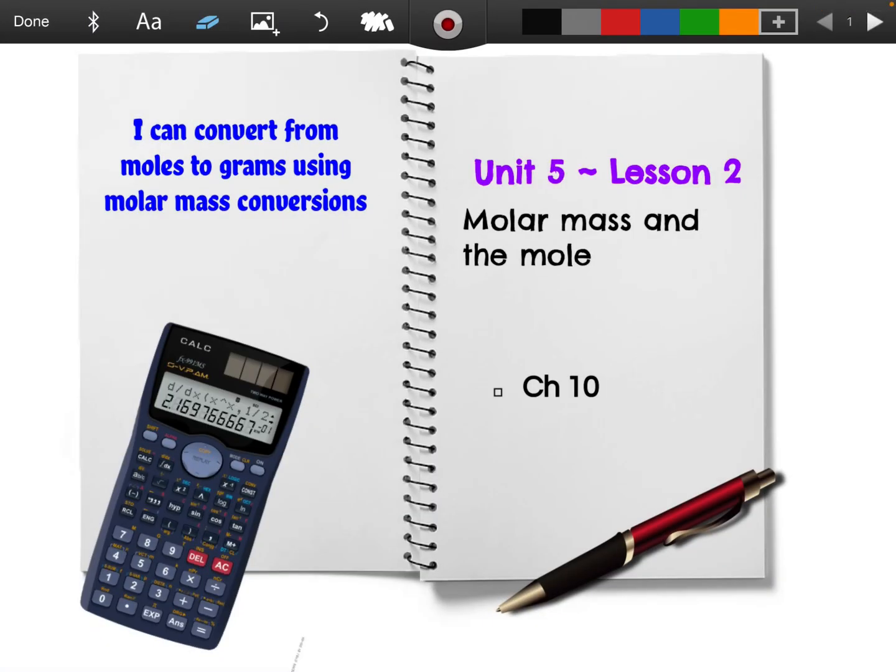The notes for Unit 5, Lesson 2 will cover molar mass and the mole. In this lesson, we will convert from moles to grams using molar mass conversions. Yesterday, we converted between atoms and moles, and today we'll convert between moles and grams. Make sure you have your notes packet, your yellow periodic table packet, and a calculator close by.